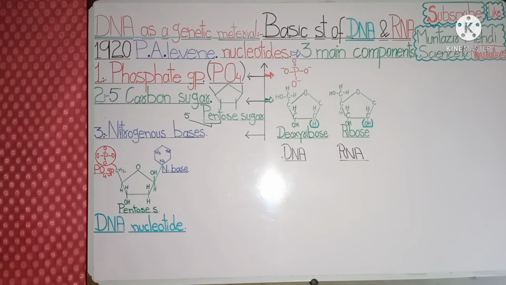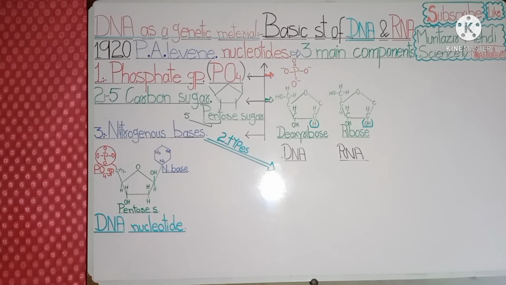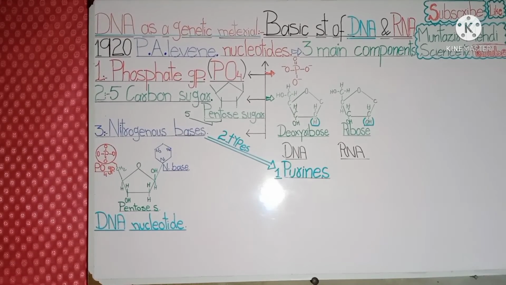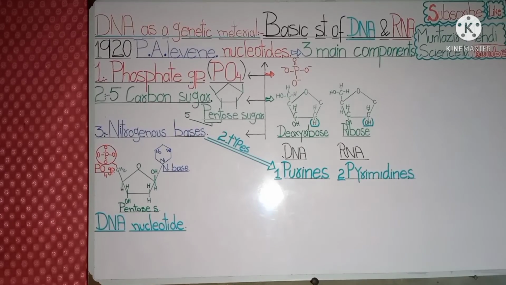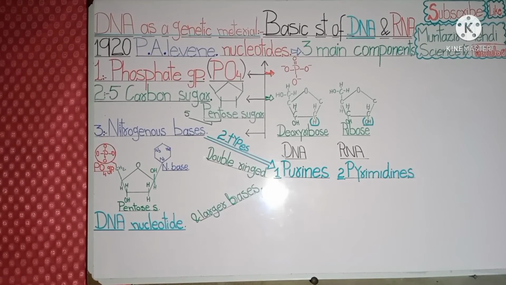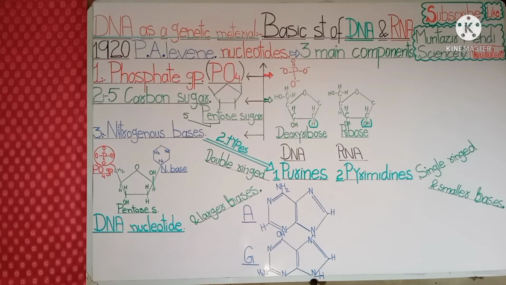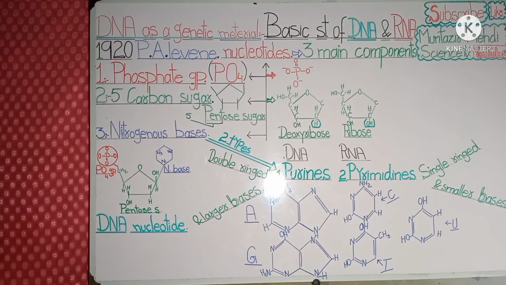The next component of the nucleotide is nitrogenous bases. These nitrogenous bases are of two types. The first one is purines and the second are pyrimidine. Purines are double ringed and larger bases, whereas pyrimidines are single ringed and smaller bases. Purines include adenine and guanine. As we can see that adenine and guanine both are double ringed and larger bases, whereas pyrimidines are uracil, cytosine and thymine that are single ringed and smaller bases.